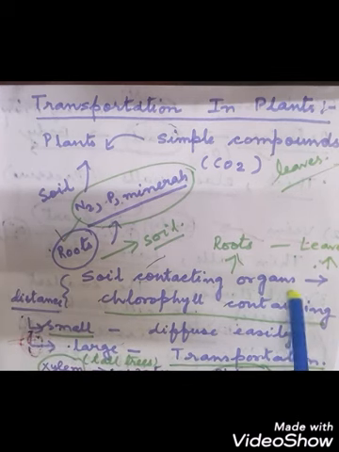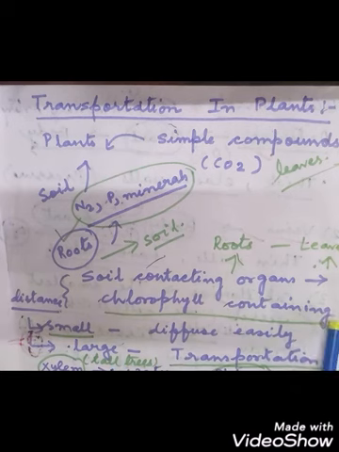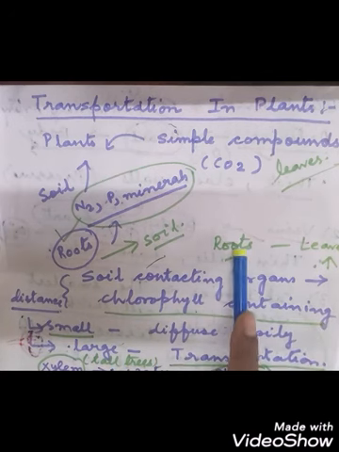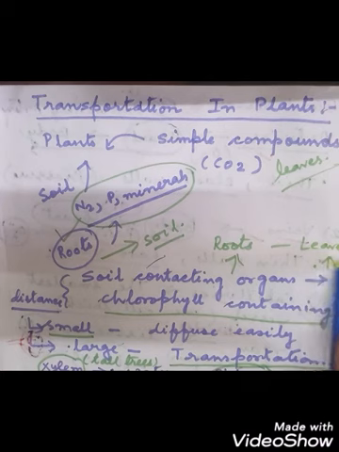So there are soil contacting organs and chlorophyll containing organs. So what are the soil contacting organs? Roots, and the chlorophyll containing organ is the leaves.